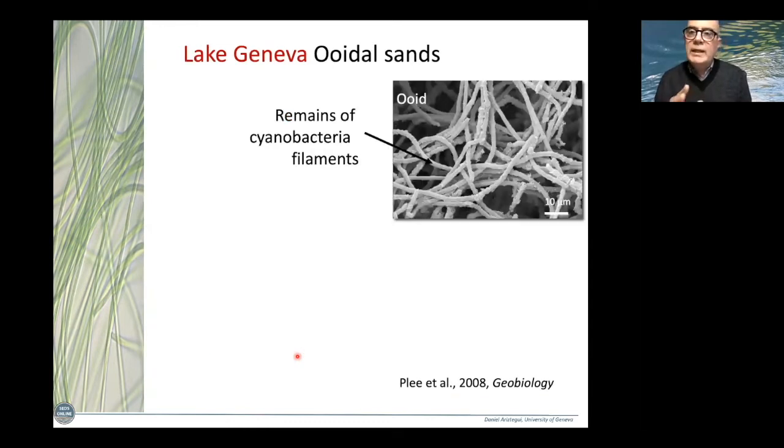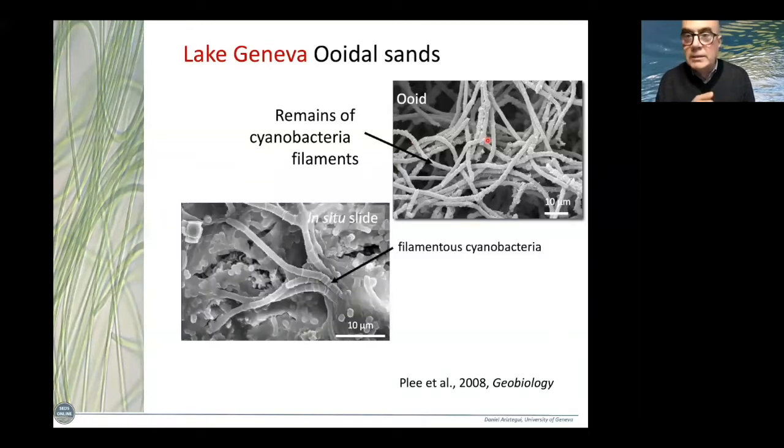So when we analyze the surface of a sand grain, now a fossilized ooid, if you wish, you find these remains of cyanobacteria filaments that are very similar or identical indeed to what we see in the in situ slide. So the experiment, what we were trying to do, was to reproduce what was happening in the grain of the ooids. We managed to do it in this experimental place on site.